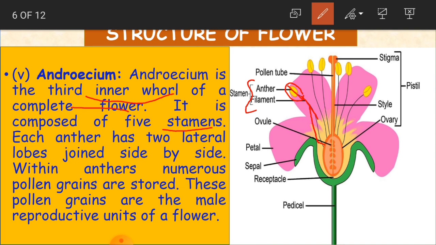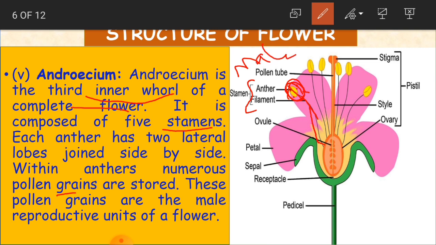Within anthers, numerous pollen grains are stored. Again, in this anther, what can you see, children? You can see so many pollen grains. If you see a picture of a flower, or a flower directly, you can see small dots on this anther. Those are called pollen grains. They are stored in anthers, and these pollen grains are the male reproductive units of a flower. So what are these pollen grains? They are the male reproductive units of the flower.